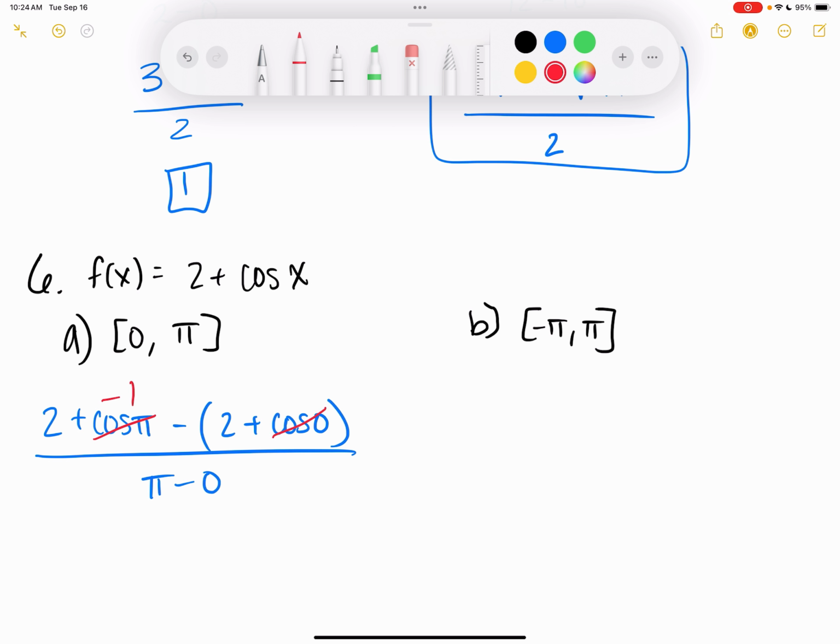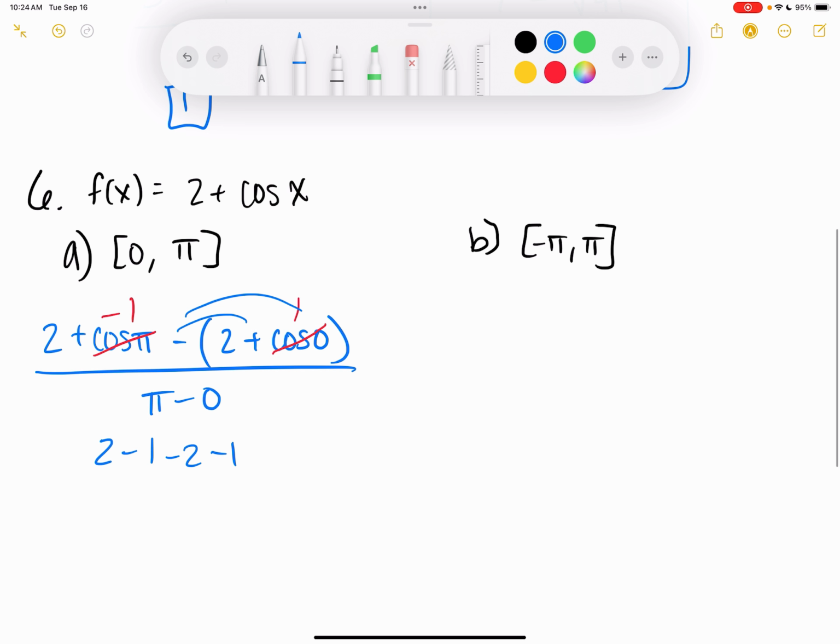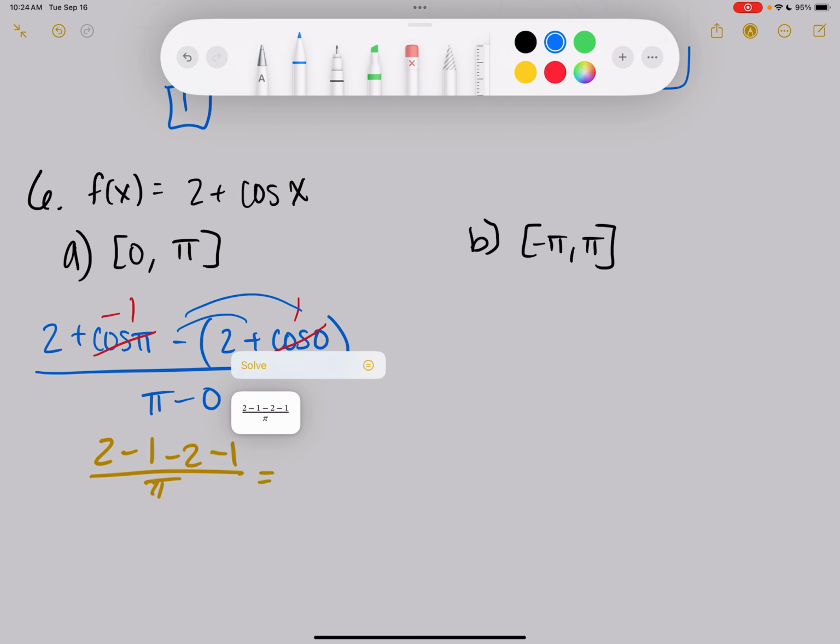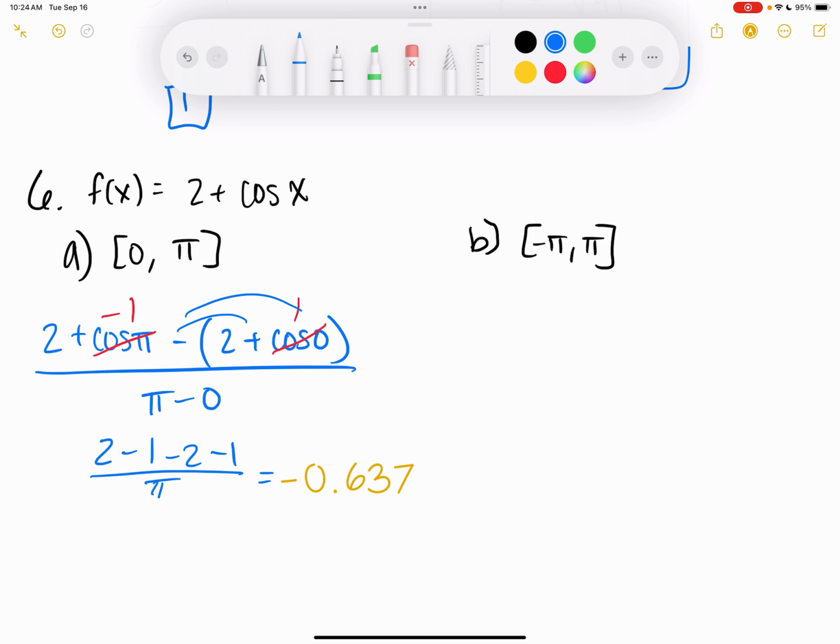So I've got here, just to rewrite it really quick, 2 minus 1, then -2, minus another 1 because that negative is being distributed there. So all over pi, which ends up giving me negative, let's see what happens if it solves it. Oh, it gives it to me as a decimal. That's disappointing. -2 over pi, and again, fine to leave it like that.